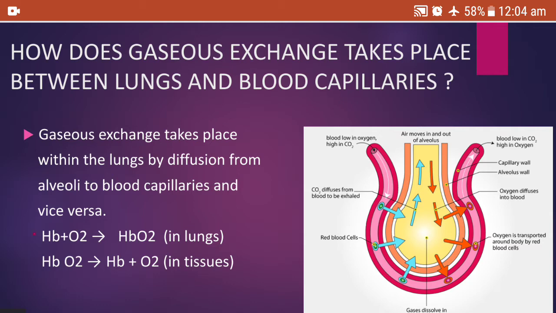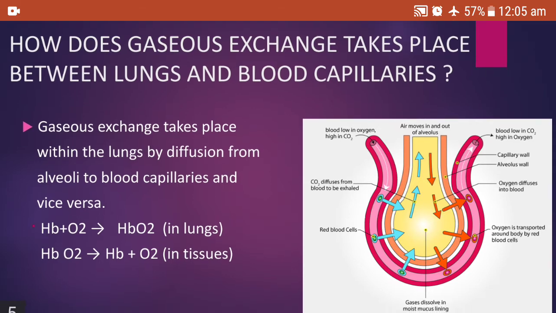Hemoglobin combines with the oxygen, forming oxyhemoglobin in the lungs. The blood capillaries are in contact with the alveoli. Can you see this pink cup-shaped structure? That is a blood capillary. It is in contact with the alveoli. So it will give away carbon dioxide by the process of diffusion to the alveoli. Capillaries will give the carbon dioxide to the alveoli and take the oxygen from the alveoli. So oxygen moves from alveoli to the capillaries and carbon dioxide moves from capillaries to the alveoli, thereby leading to the exchange of gases.